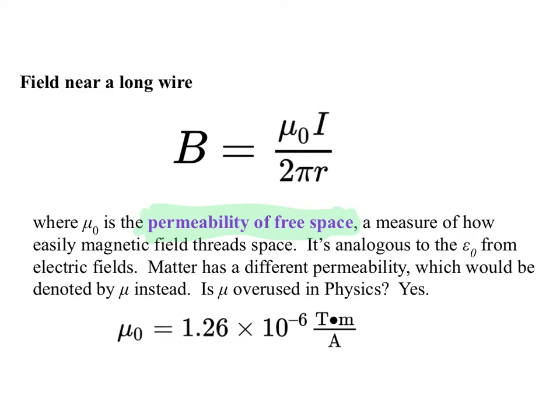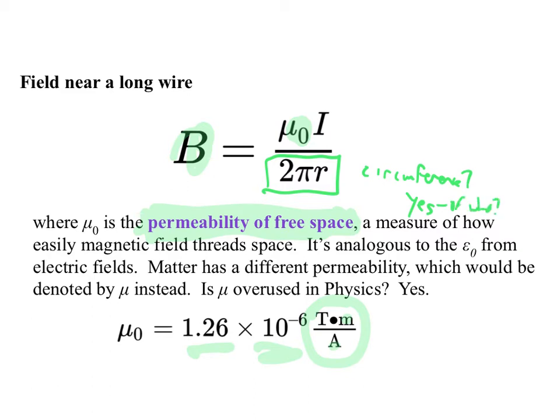The actual experimental value for mu naught is 1.26 times 10 to the minus 6 Tesla meters per amp. Why? Because that's what we need in this equation to get Teslas at the end. We need to cancel out the amps and the meters. It is suggestive about the 2 pi r: is this a circumference? The answer will be yes, but of what? That will have to wait. But every time I say 2 pi r, I mean circumference, and it will in fact come from a circumference.